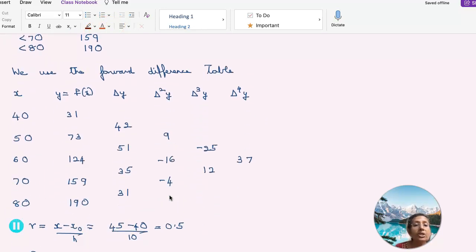So again we make a table. What do we have here? X and y equals f(x). So delta y will be 73 minus 31, which is 42. Again we write it in between. Likewise we calculate all these differences. Del squared y is 51 minus 42, which is 9. We write it in between and we calculate it for the rest. Del cubed y is minus 16 minus 9, which is minus 25, and del raised to 4y will be 12 plus 25, which is 37.